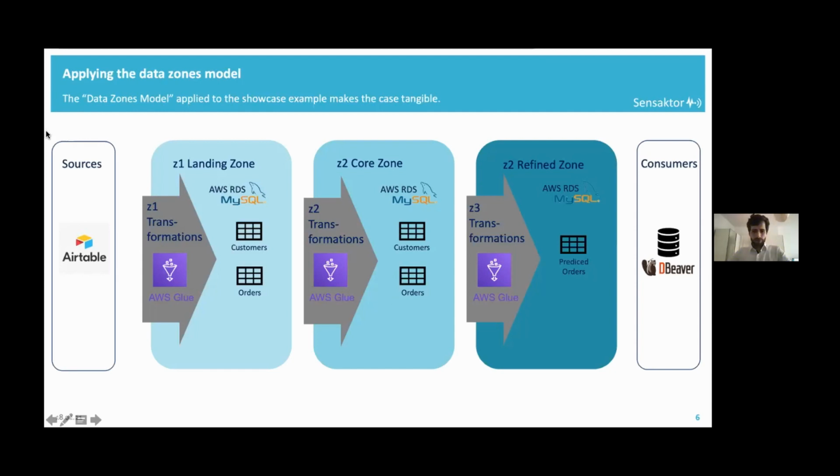All right, so from the core zone, we are going to do some data science. We are going to predict the orders from those two tables, customer and orders, again using AWS Glue. And so in the refined zone, we have this one final table that is then consumed by DBeaver, which is a database query tool. Just for the sake of this showcase example here, it could be any other BI tool, as I told you before.